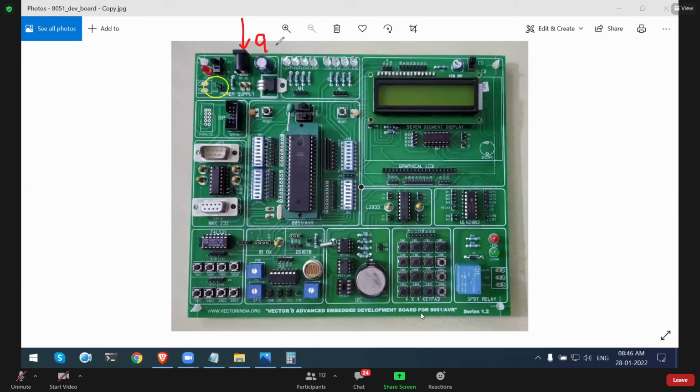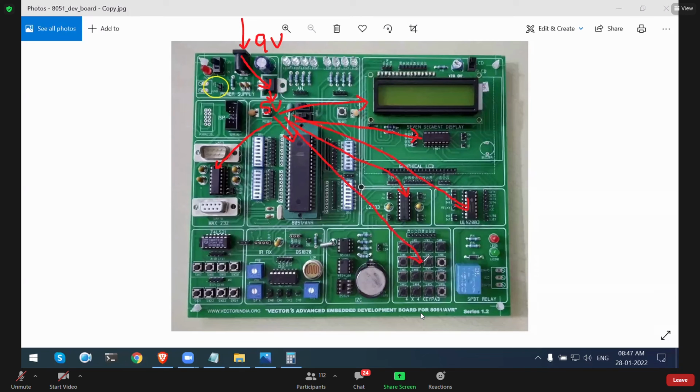So 9 volt will be given here, and this IC will convert this 9 volt into 5 volt. This IC will take the 9 volt, convert it into 5 volt, and the 5 volt will be given to the microcontroller and all other ICs and components of this microcontroller board. So this 5 volt comes from this power supply unit.